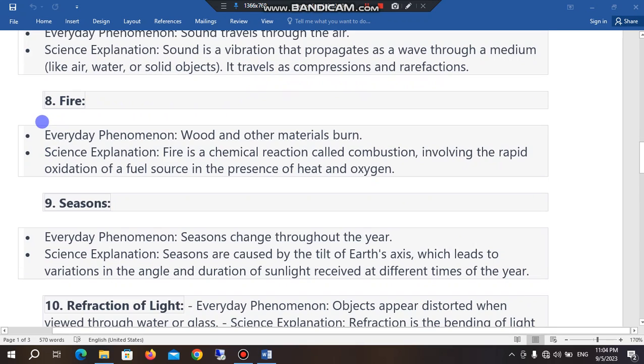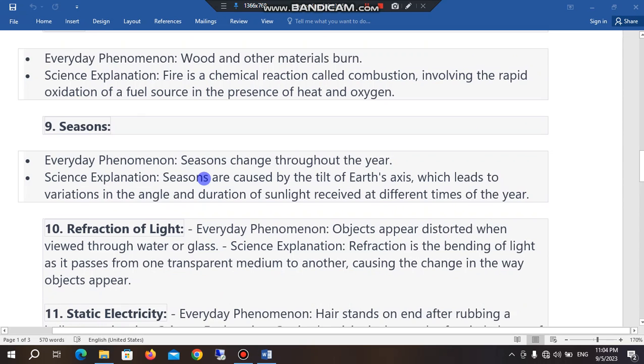Point number 8, fire. Everyday phenomenon. Wood and other materials burn. Science explanation. Fire is a chemical reaction called combustion, involving the rapid oxidation of a fuel source in the presence of heat and oxygen.